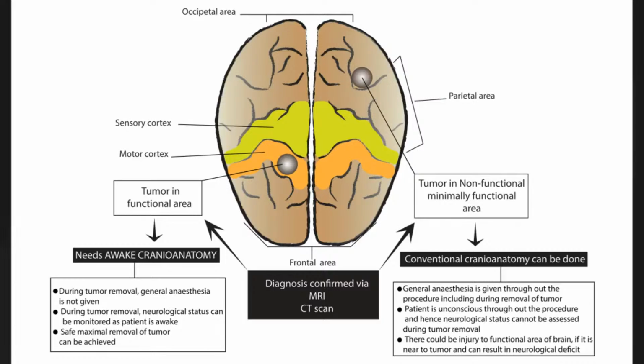On the other hand, in awake craniotomy, during tumor removal the patient is conscious and this allows the surgeon to assess the neurological status of patient as the tumor resection is being carried on. So he will be able to remove maximum tumor with minimal neurological deficits.